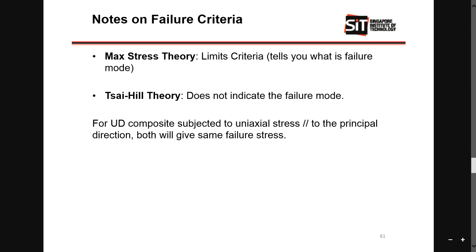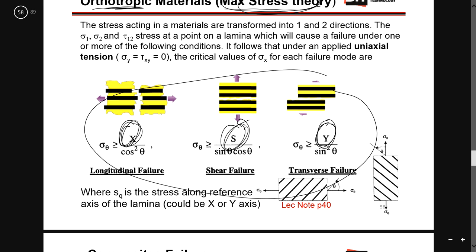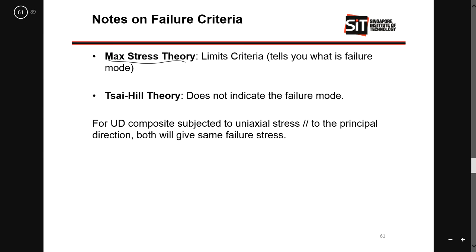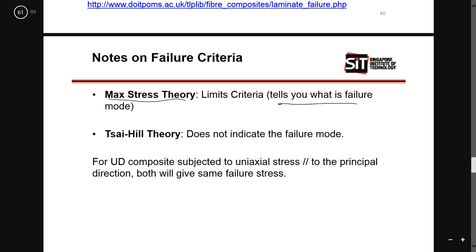If you compare them, the Max Stress Theory gives you a more detailed picture. It tells you the failure mode and also the limit criteria, so what is the limit for your x, y, or shear directions. The Tsai-Hill theory does not indicate the failure mode, but will give you when the failure will initiate.